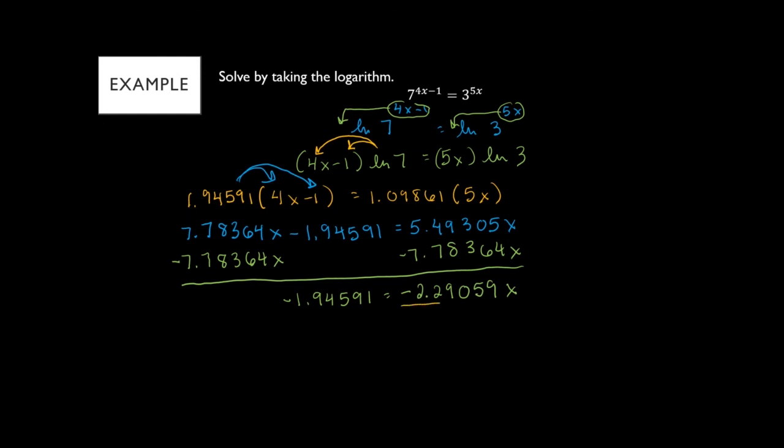I'm going to divide everything by what's in front of the x, so the -2.29059. All right, -1.94591 divided by -2.29059. We get 0.8495 when I round to 4 decimal places.